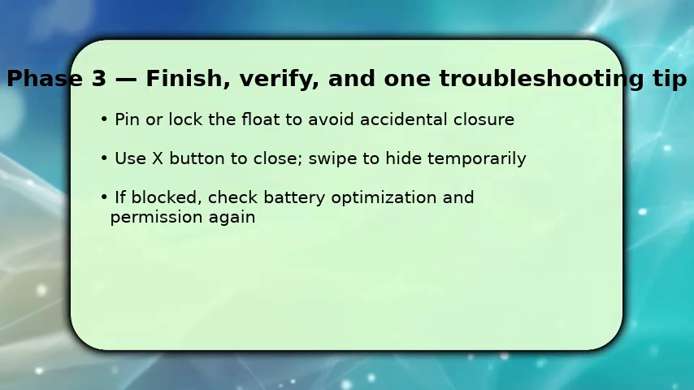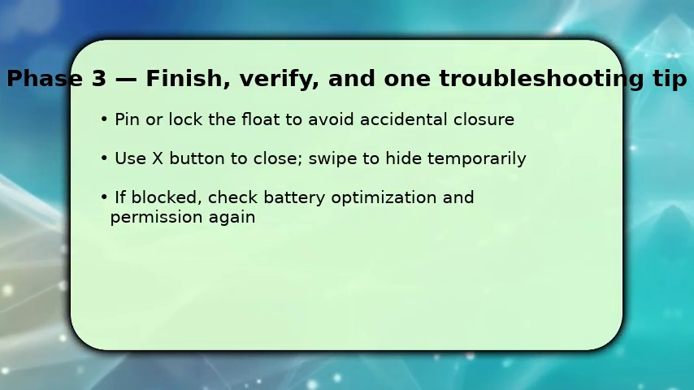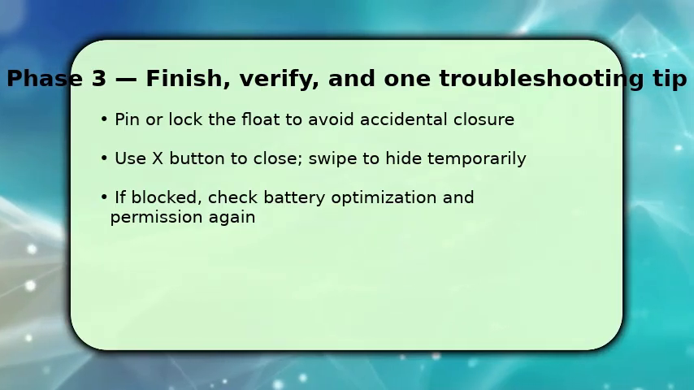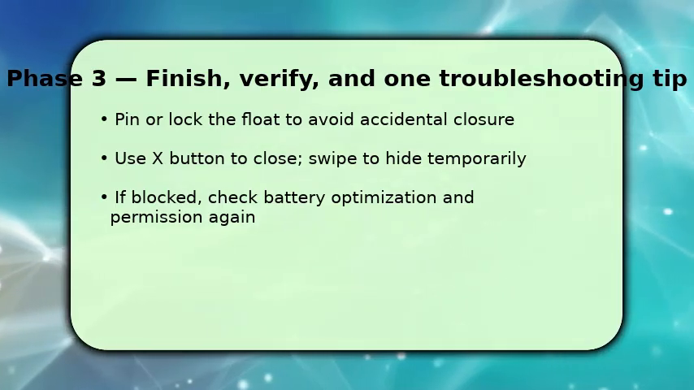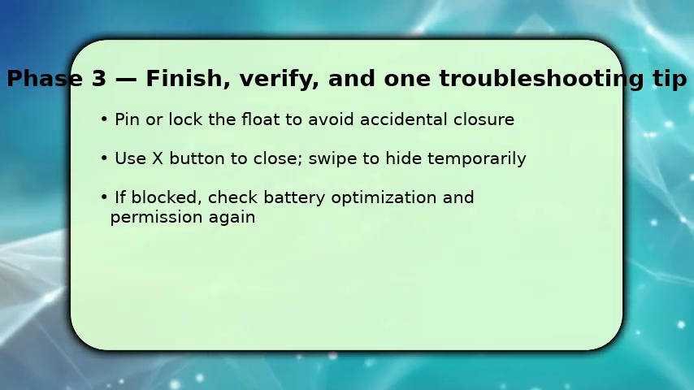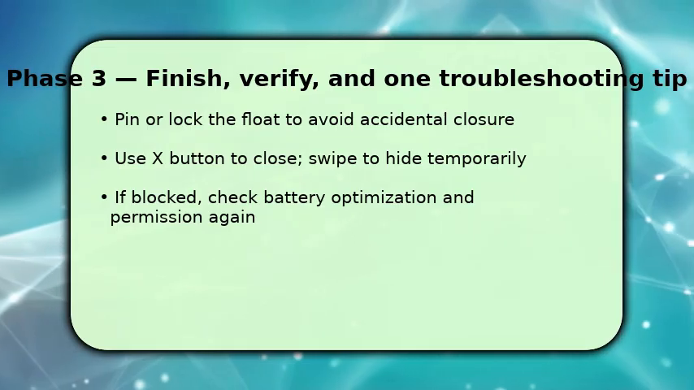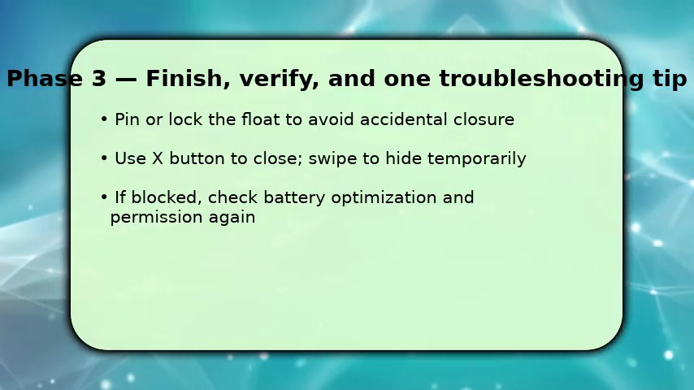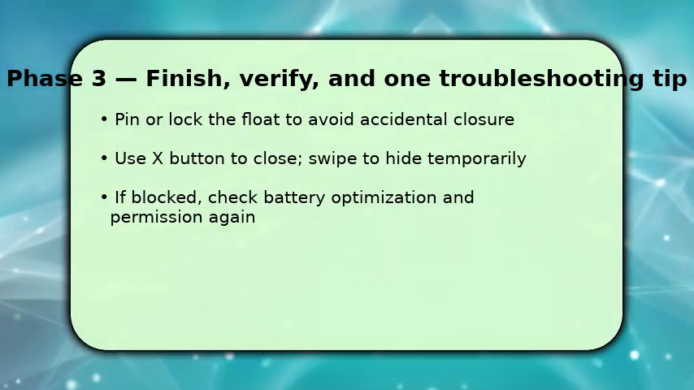Use the X or close control to exit when finished, or swipe the float to the side to hide it temporarily. If the floating window fails to open, go back to permissions and battery optimization. Disable optimization for that app and confirm display over other apps is still enabled. If issues persist, reboot the phone.